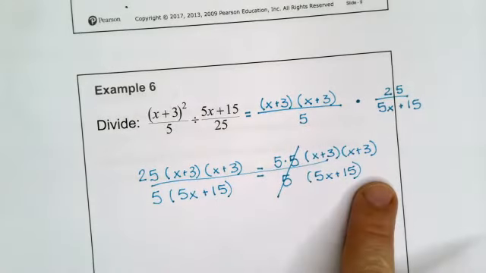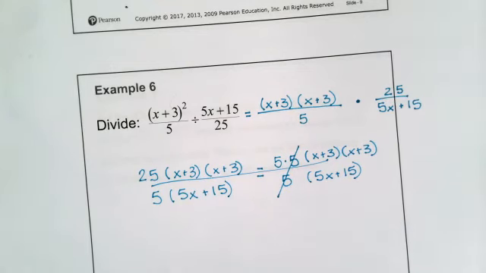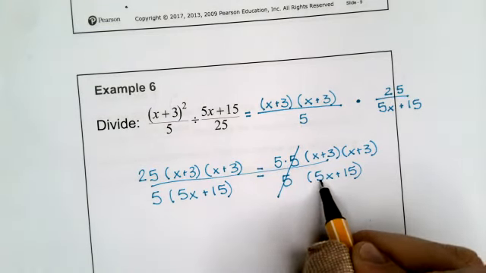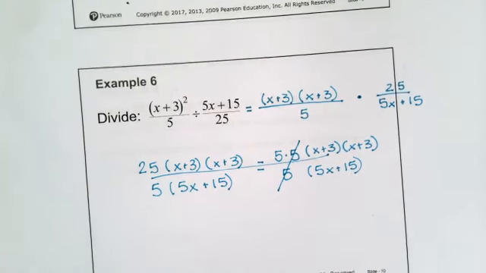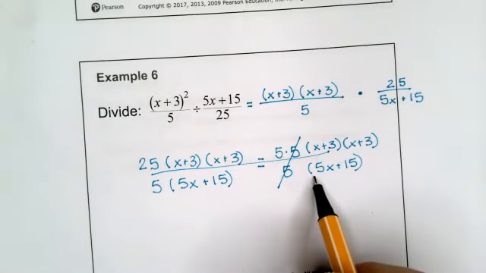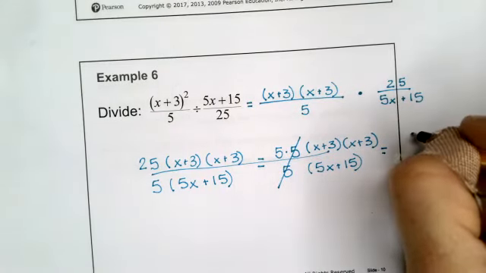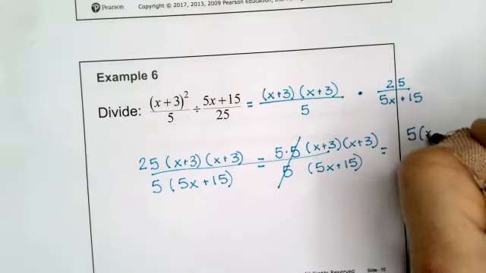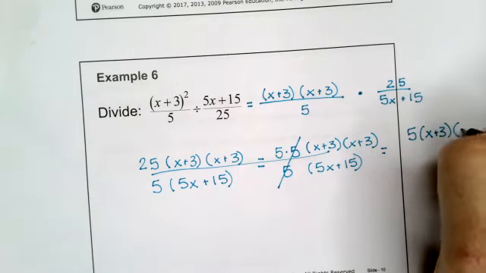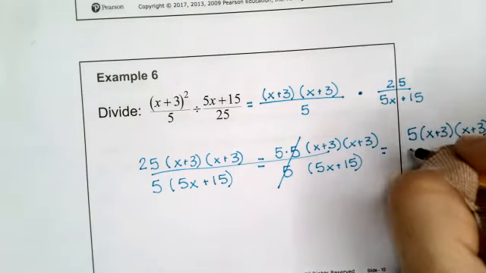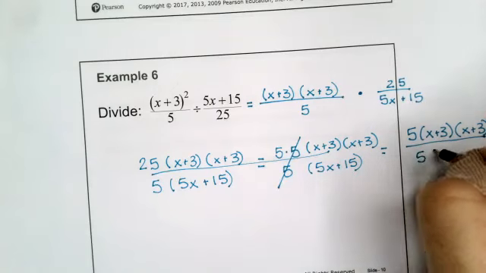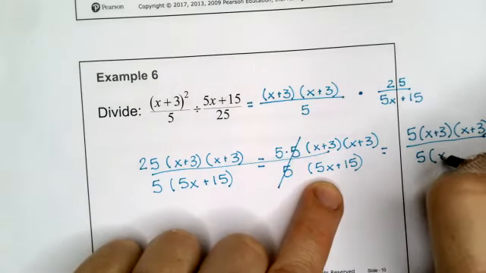But if I look at 5x plus 15, I can factor out a 5 from it, right? There is a 5 common to the 5x and a 5 common to the 15. 5x divided by 5 is x, and then 15 divided by 5 is 3. So I can rewrite this as 5 times x plus 3 over 5 times x plus 3.